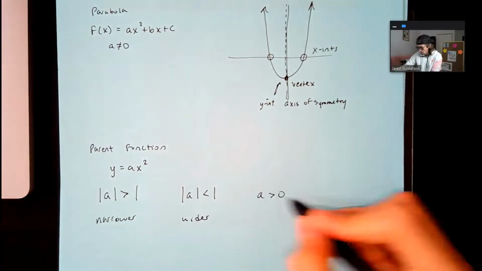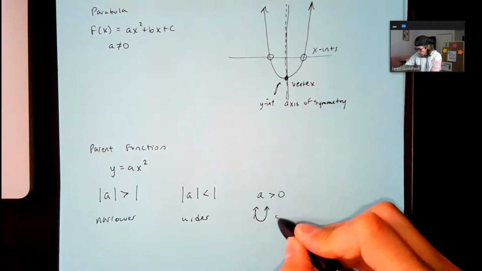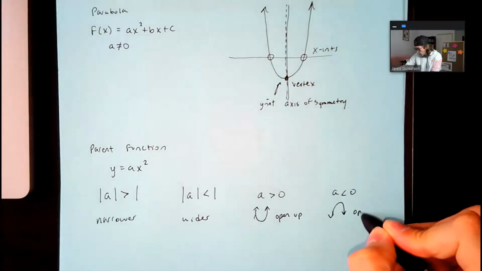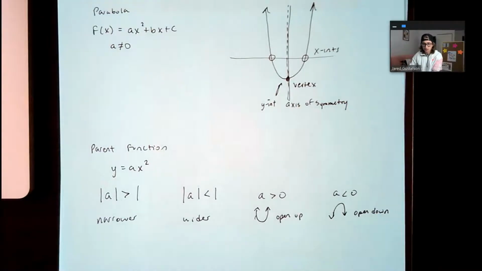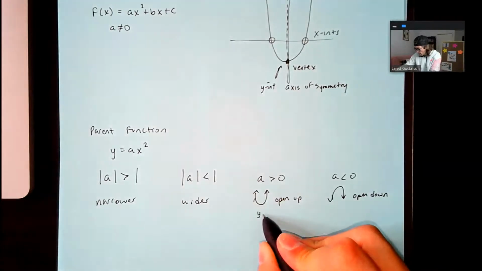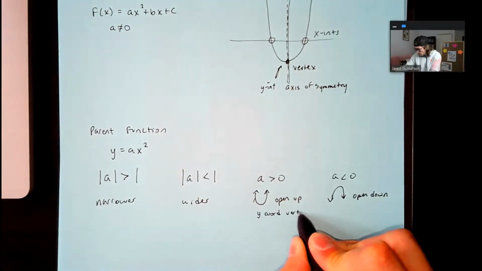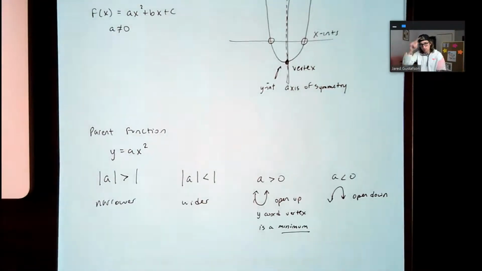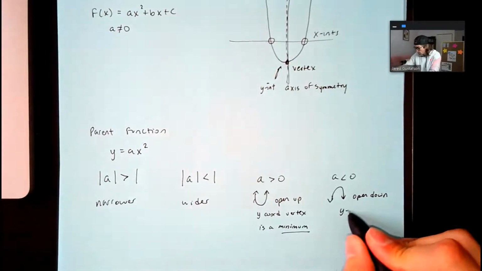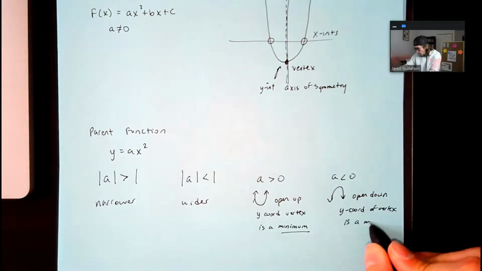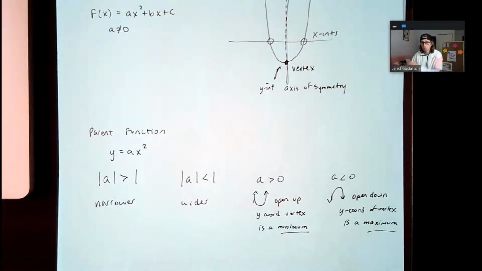If a is greater than 0, the parabola will open up. If a is less than 0, the parabola will open down. And I'm hoping that is review. We remember that. I guess I could say that the y-coordinate of the vertex is a minimum when it opens up. Now it makes sense, the vertex is at the bottom. Similarly, the y-coordinate of the vertex is a maximum if the parabola opens down, because the vertex is going to be at the top up there.